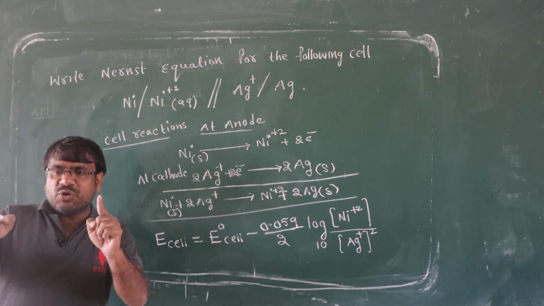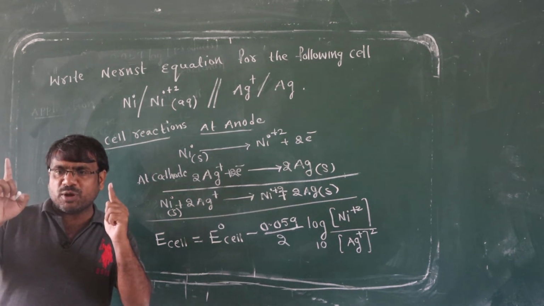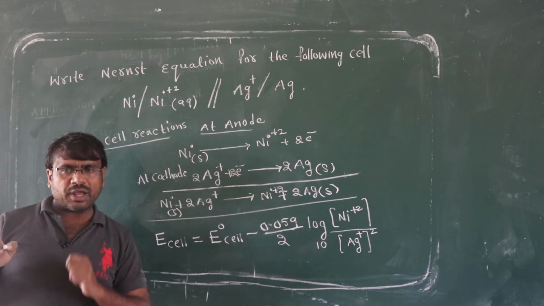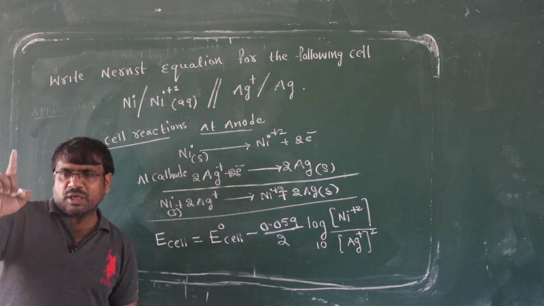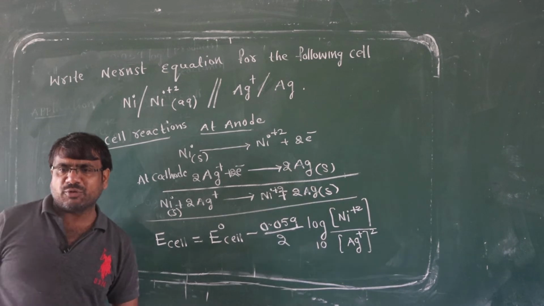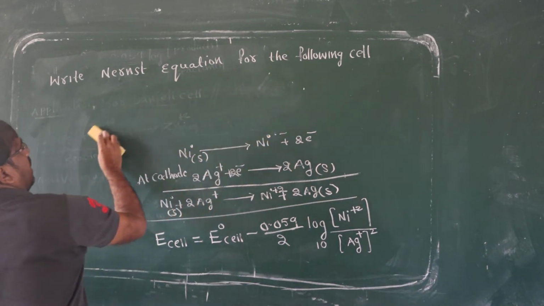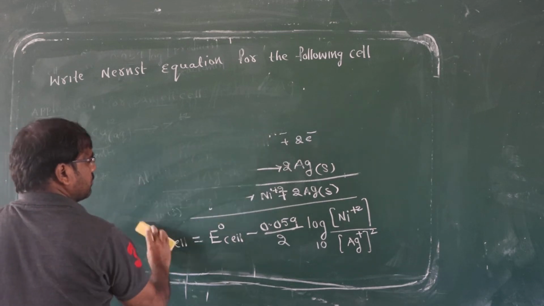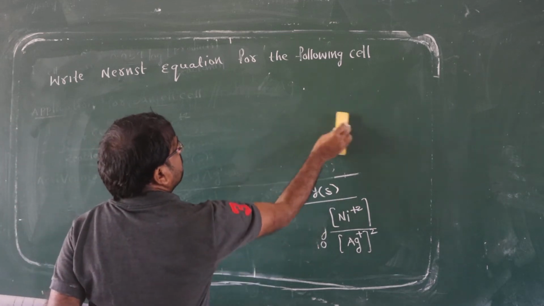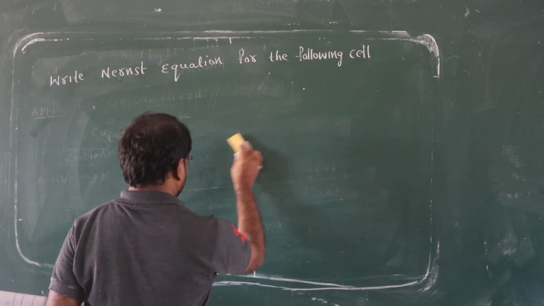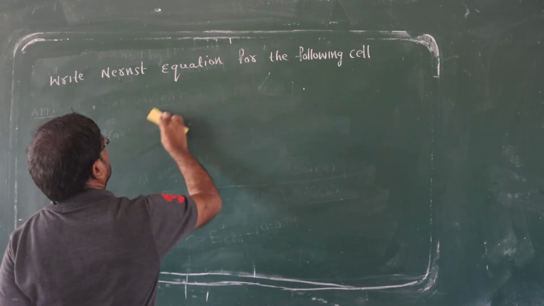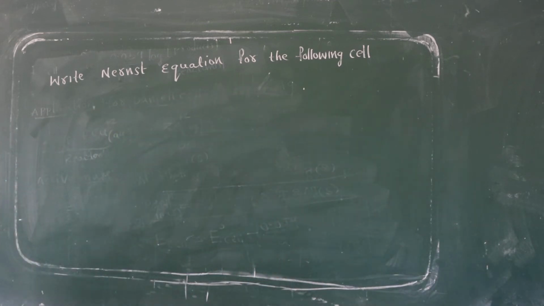So can I give one more question? Okay, I want to give the question. Be ready with the pen and paper and you have to answer this. Write the Nernst equation for the following cell.